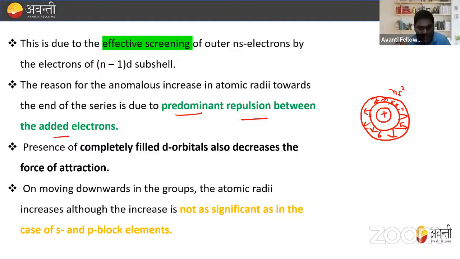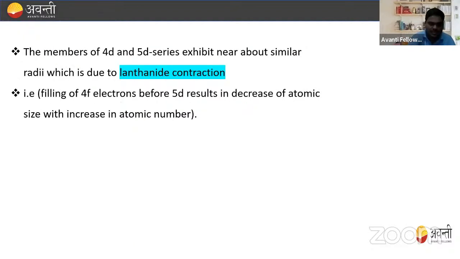Now, the presence of a completely filled d orbital also decreases the force of attraction. On moving downwards in the group, the atomic radii increase. Although, the increase is not as significant as in the case of s and p block elements. In the s and p blocks, there is a very significant increase in size when moving down the group due to the increase in the number of shells. But in the case of d block elements, on moving down the group, the increase in atomic radii is not as significant. So this point you must remember.